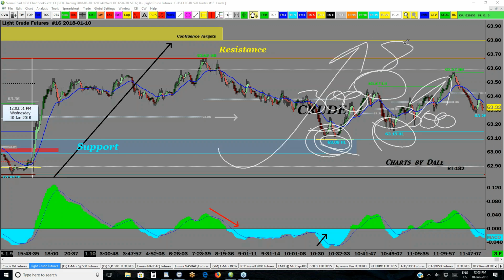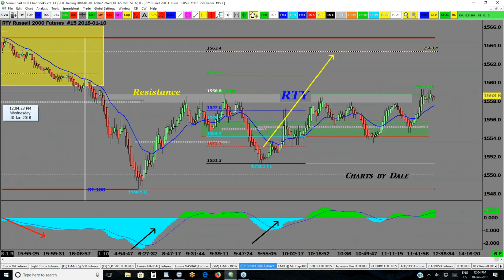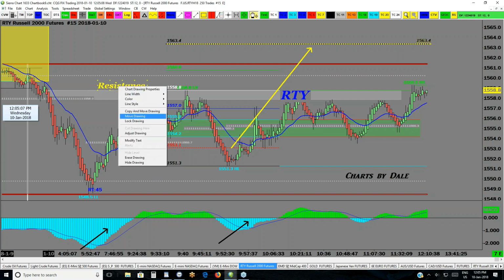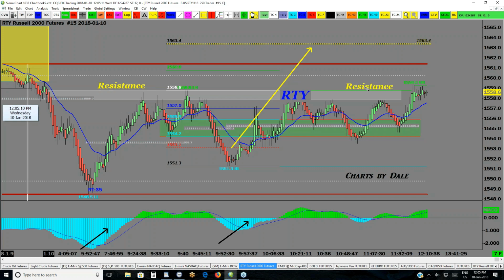80 tick. On RTY, we're going to zoom in a little bit. We have a double top here. So the resistance area is accurate. If that's resistance, it's obviously still resistance. So the market is attempting to take that out.